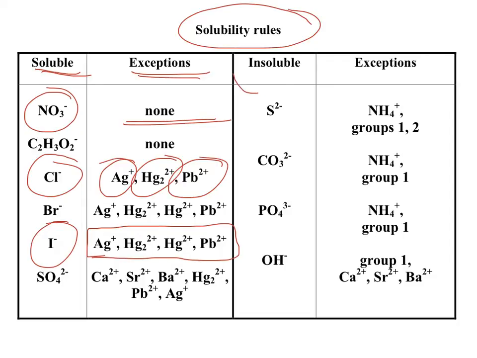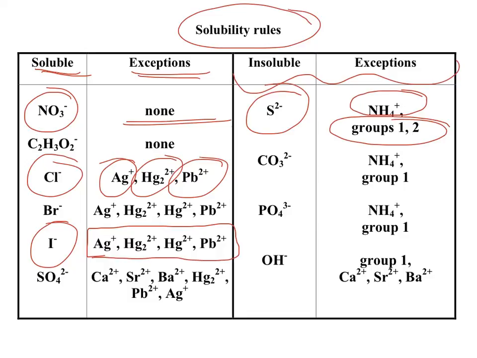The second part of the table is the insolubility part of the table. How do we read this one? Sulfides. All sulfides are insoluble except for ammonium sulfides and group 1 and 2. So if you think of group 1, sodium, potassium, lithium, and some other elements of group 1, all those group 1 sulfides dissolve in water because they are exceptions to insolubility.